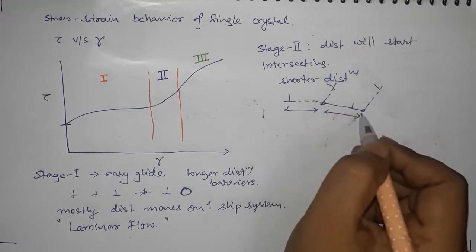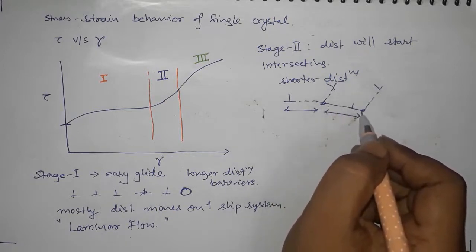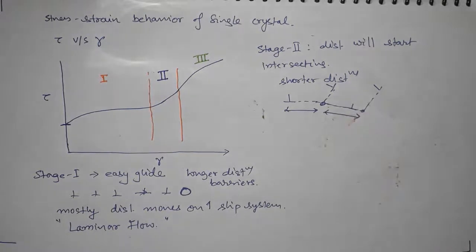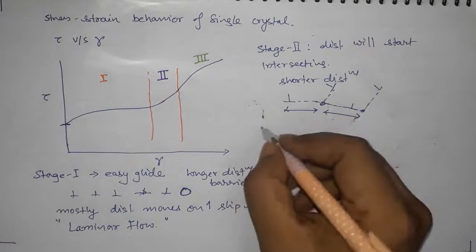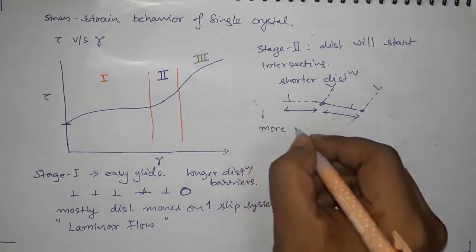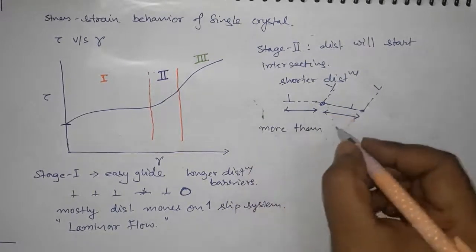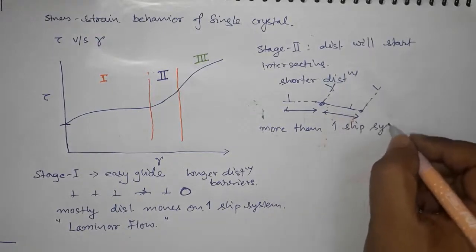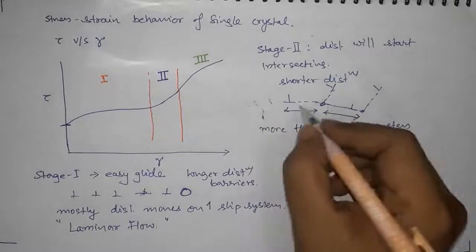And this phenomena is, so you can have Lomer-Cottrell barriers and other kinds of barriers which can stop dislocations. In this stage 2 you will have more than one slip system active, and that's why you will have interaction of dislocations.